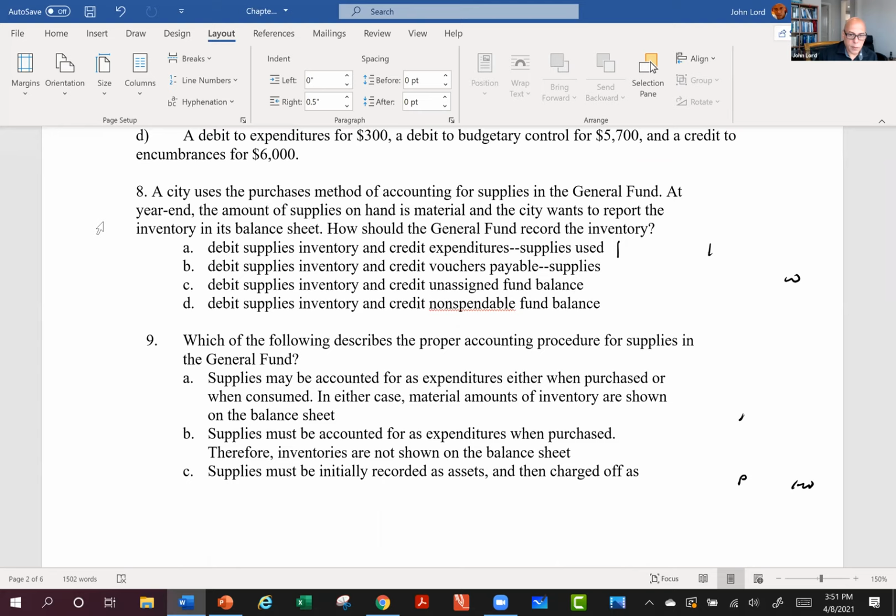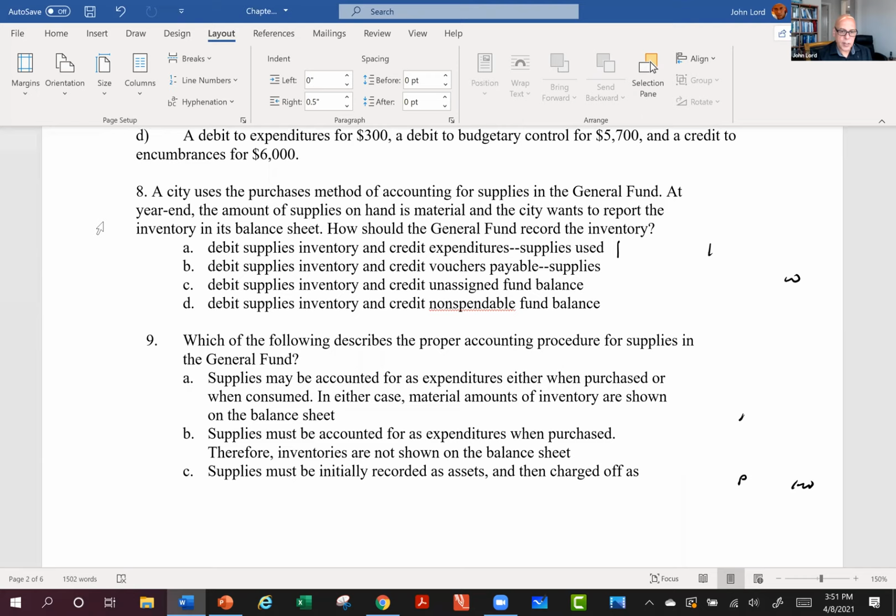Question? Okay, number 8. A city uses the purchase method of accounting for supplies in the general fund. At year end, the amount of supplies on hand is material to the city, and it wants to report the inventory on the balance sheet. Guys, we'll always assume we're going to report it on the balance sheet. How should the general fund record the inventory?